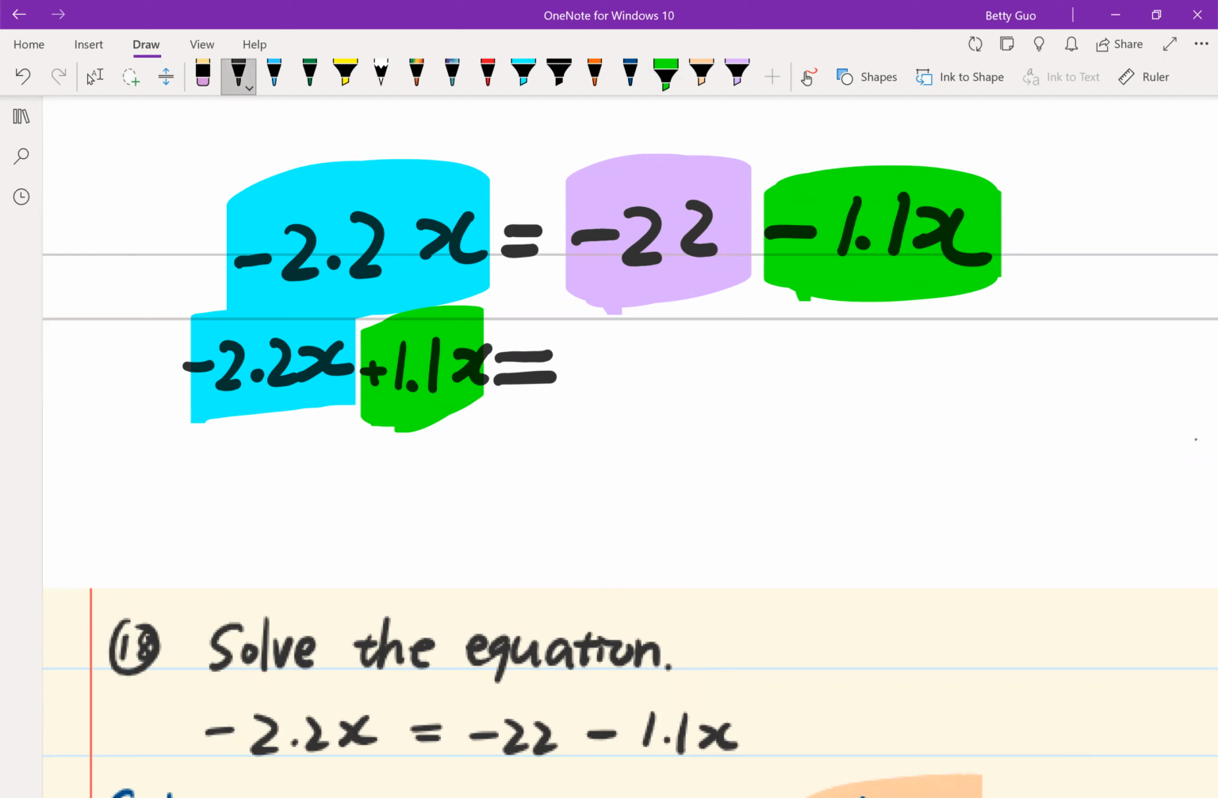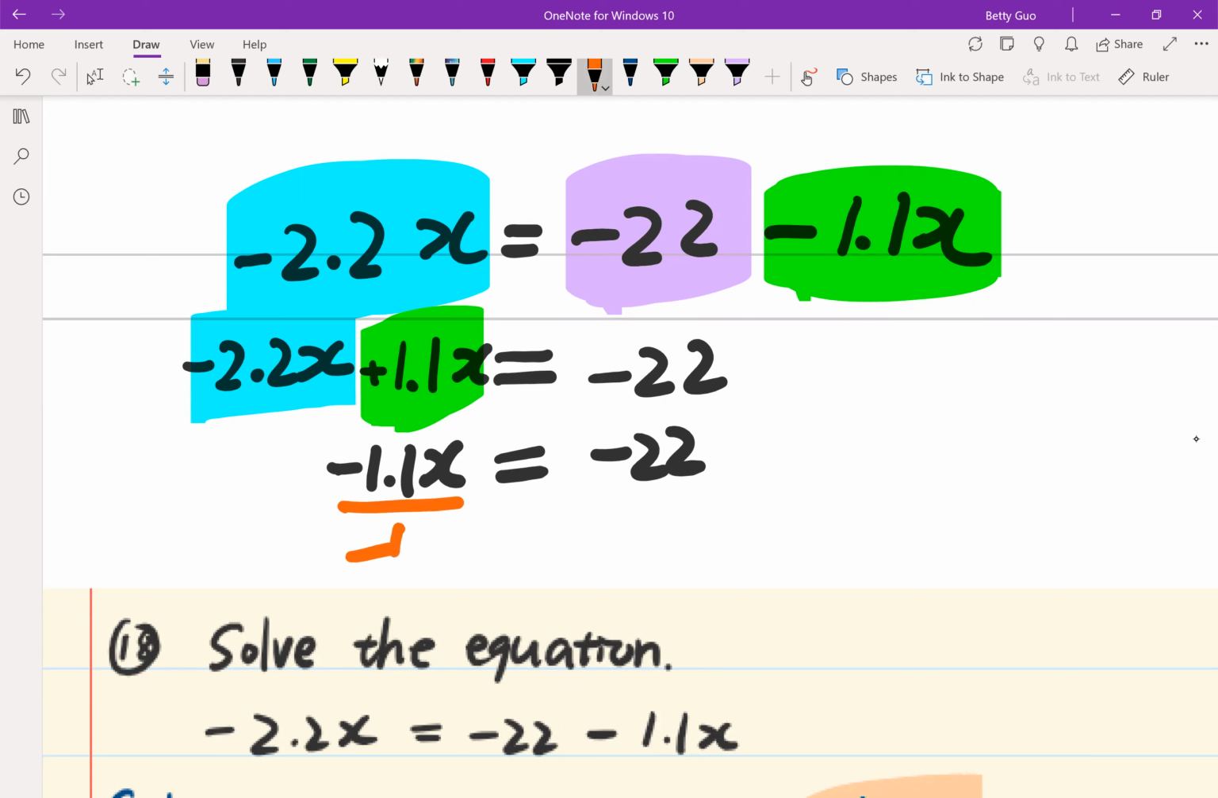On the right hand side, we still have negative 22, correct? Okay. Could we combine the blue term and the green term and tell me what you have? Negative 2.2x plus 1.1x. What do you have? Negative 2.2 plus 1.1. Positive or negative? Negative 1.1x. And how do you continue from here?